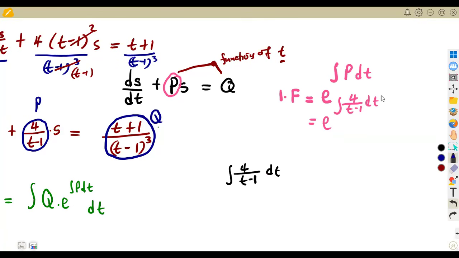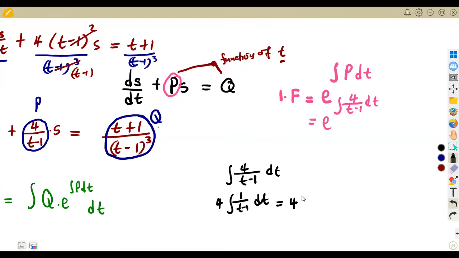But I'm saying this integral here, just do it aside, okay? This is the one that we have here. So how do we integrate this? All right, we can take the 4 out. So that will be 4 over 4, the integral of 1 over t minus 1 with respect to t. Remember, I talked about this in our partial fractions, so this gives us a ln.